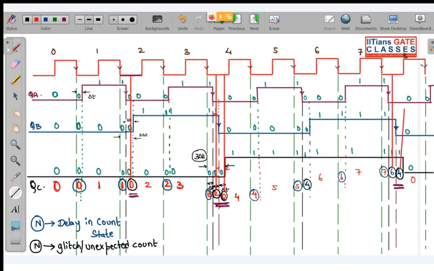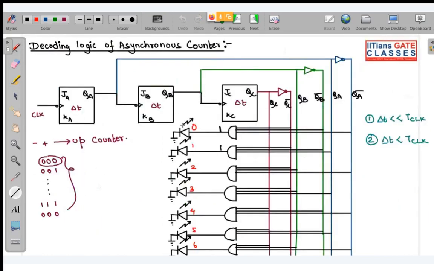So you can see, just for explaining, I am doing this. You can see the glitches are always occurring at the negative level of the clock. So for avoiding the glitch, what I can do is apply one more input to this AND gate, and that will be basically known as your strobe input.